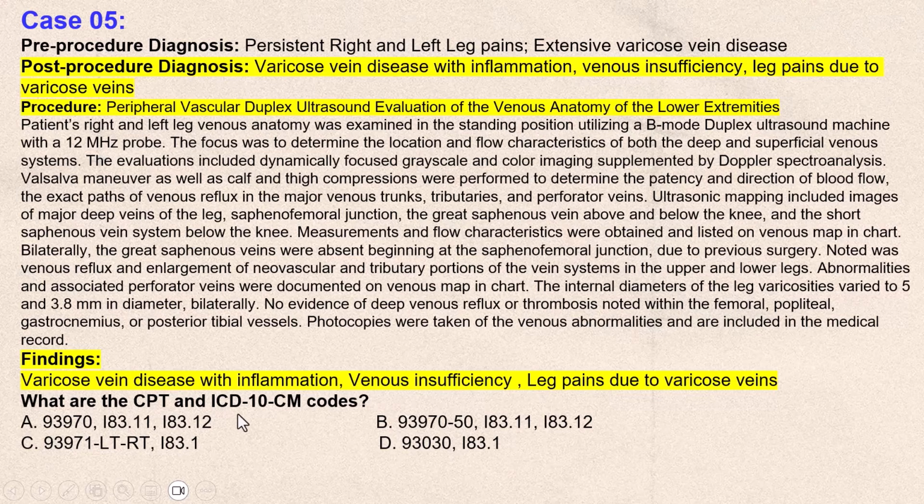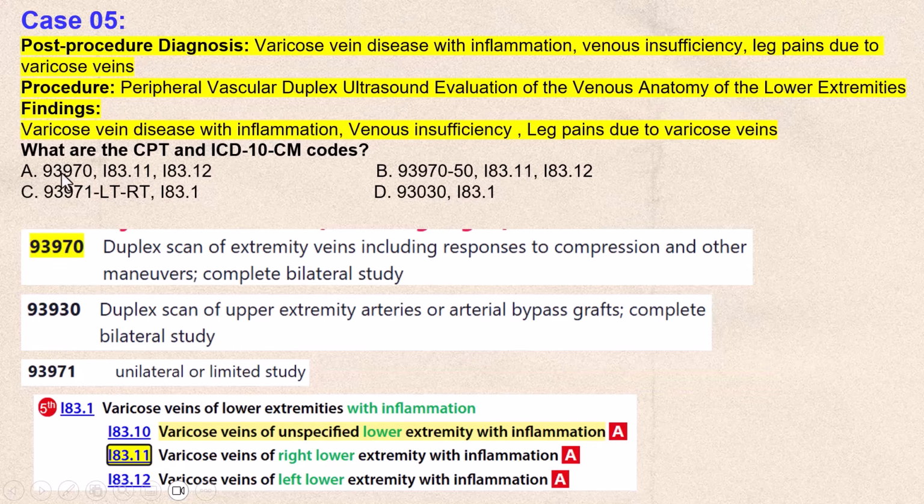So let's use the elimination method to find the answer. So here you can see the CPT codes 93970, 93971 and 93930. Those three codes are available. When you go to 93970, that is duplex scan of extremity veins including responses to compression and other maneuvers, complete bilateral study. So here in the procedure you can see peripheral vascular duplex scan, evaluation of venous anatomy of the lower extremities. Extremities is plural, so bilateral is correct. 93930 is duplex scan of upper extremity arteries or arterial bypass grafts. This is the lower extremity. Also it is arterial, but in our case it's venous, so that is not correct.